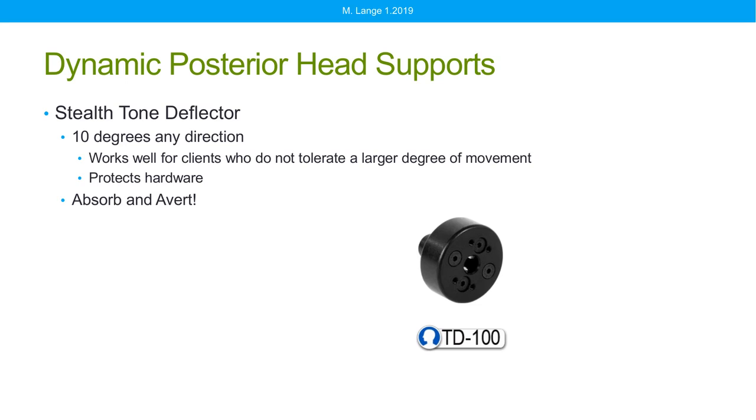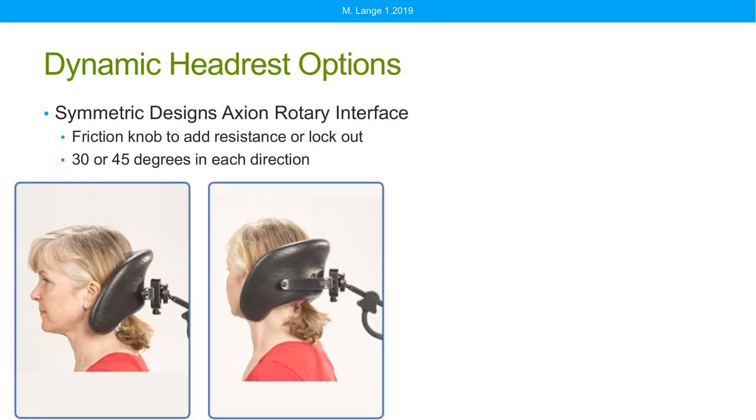It also doesn't move a lot because as much as I love movement, I love dynamic seating, most of my clients will not tolerate very much movement at the neck. And so I use this to provide some of that force diffusion to protect the hardware from getting out of alignment and breaking, but not providing a huge amount of movement.